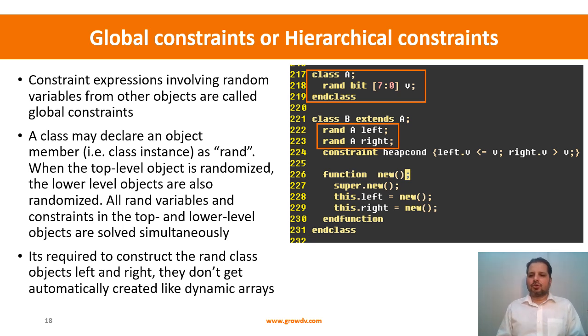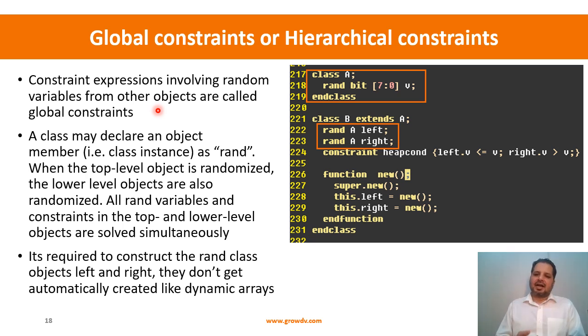So when you implement it in such a pattern, it's called a global constraint or a hierarchical constraint. A formal definition is a constraint expression involving random variables from other objects, right? It's called a global constraint. And when you create a global constraint, whatever low level objects you are relying on, those themselves become rand variables within this top level object.